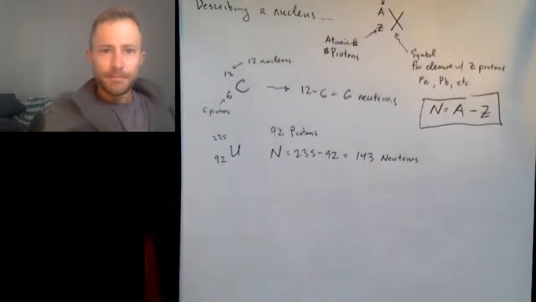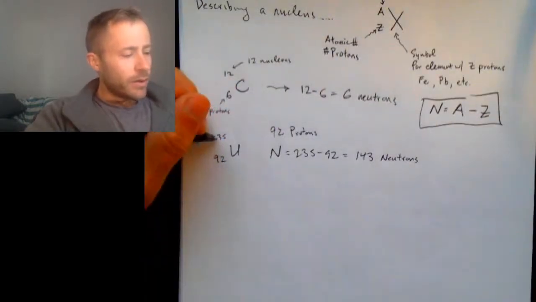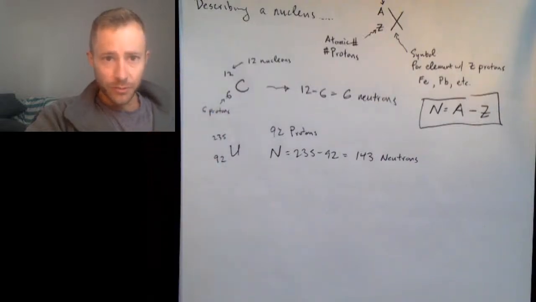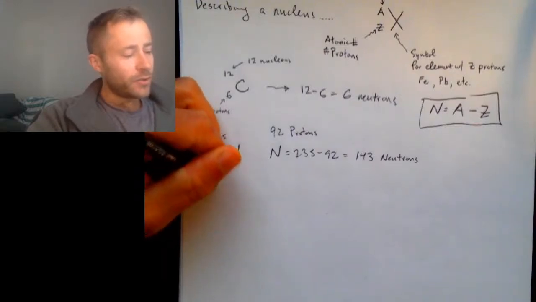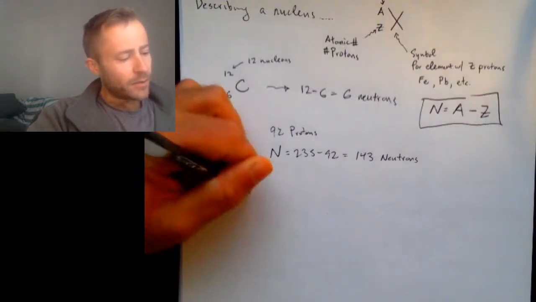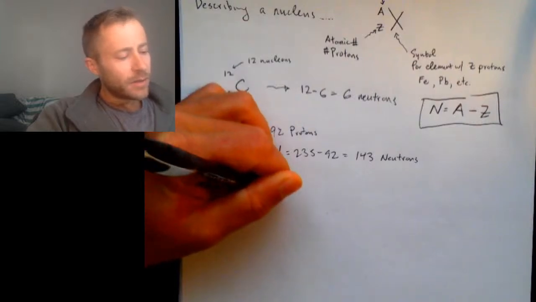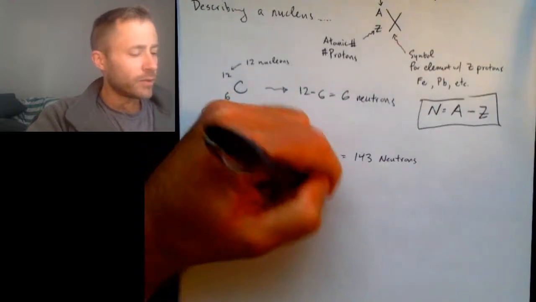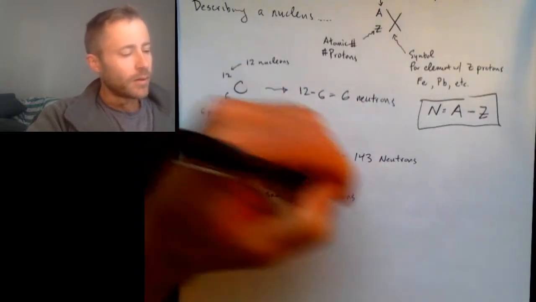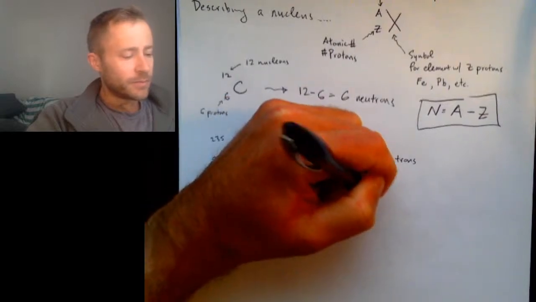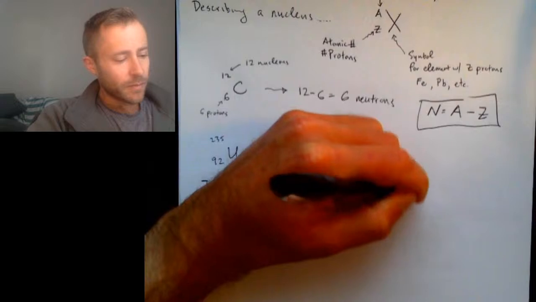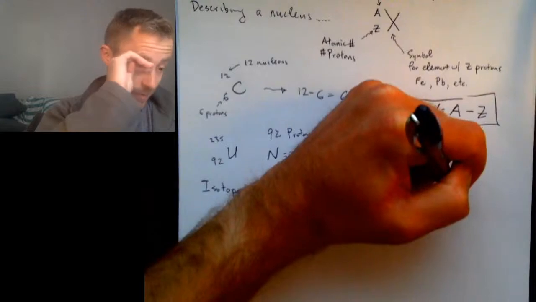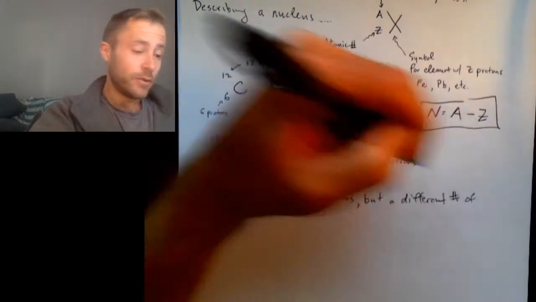But here's the thing. It's still uranium. So there are what are called isotopes. An isotope has the same number of protons but a different number of neutrons.